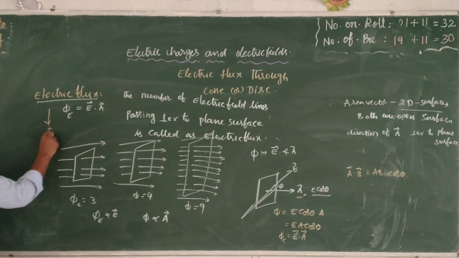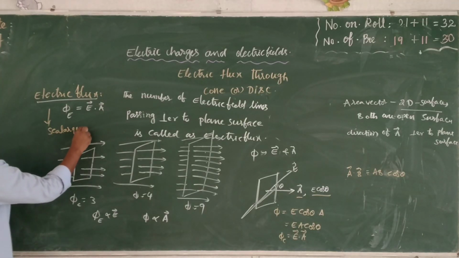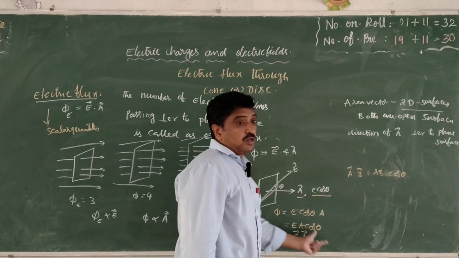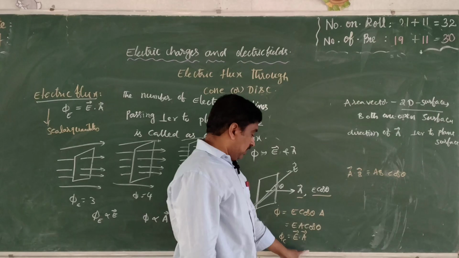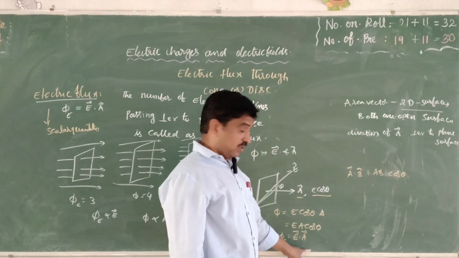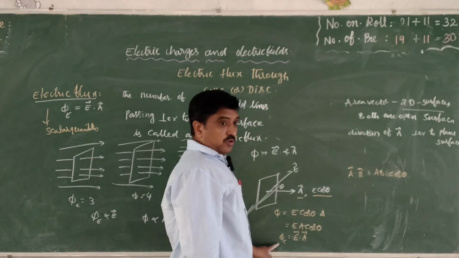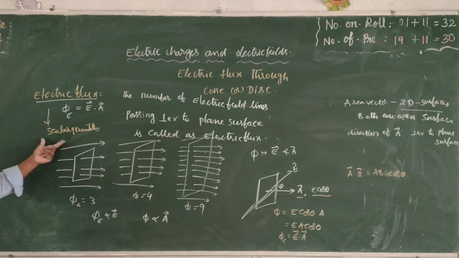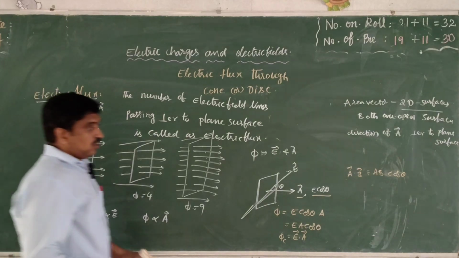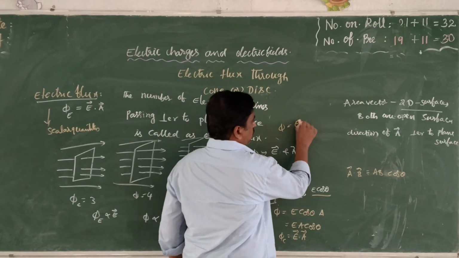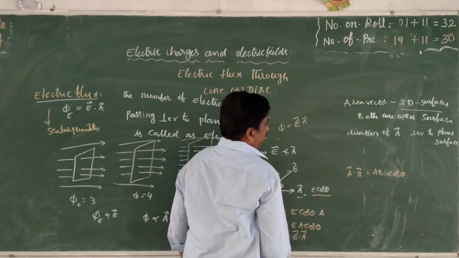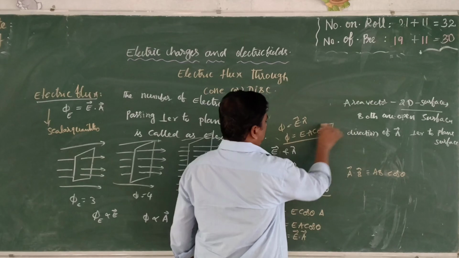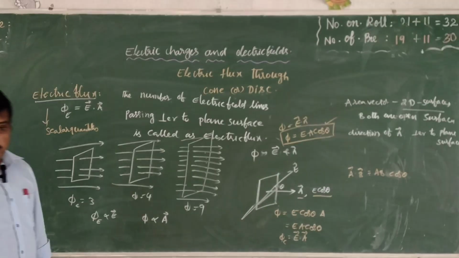Electric flux is a scalar quantity. Why? Because it is the dot product of the electric field vector and the area vector. Electric field is a vector quantity, area is a vector quantity, so the dot product of both gives a scalar quantity, which is flux. How do we write electric flux? Phi equals E dot A, electric field vector dot A vector, or flux equals EA cos theta. This is the formula for electric flux. Electric flux is a scalar quantity.